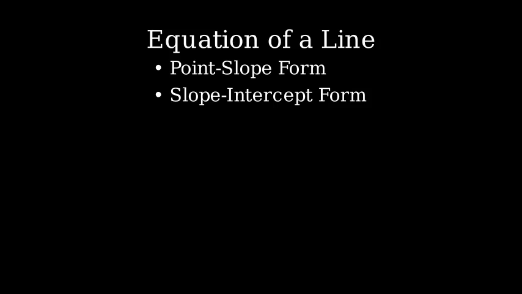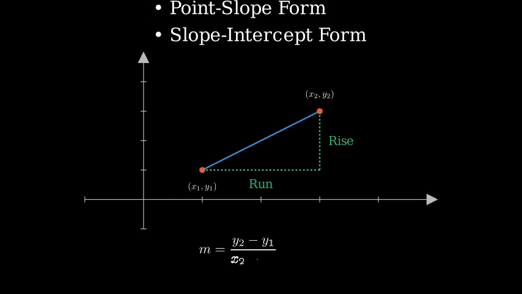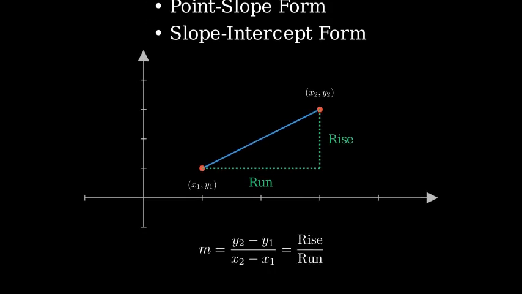Before we dive into the equations, let's understand what a slope is. The slope measures the steepness of a line. It tells us how much the y value changes when the x value increases by 1. Mathematically, we calculate slope using the formula m equals (y2 minus y1) over (x2 minus x1), where the points are represented as (x1, y1) and (x2, y2).